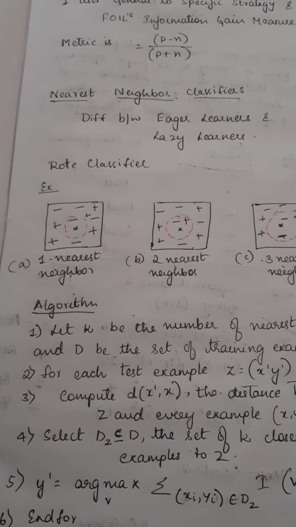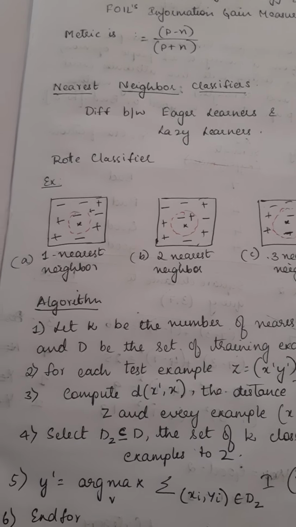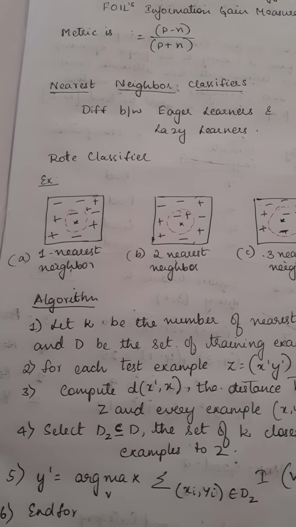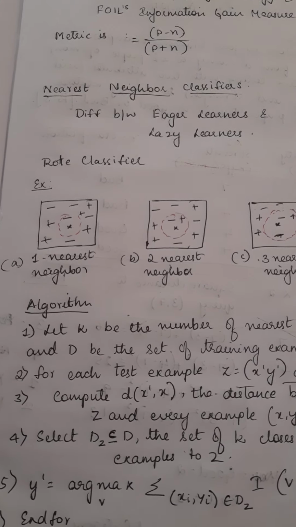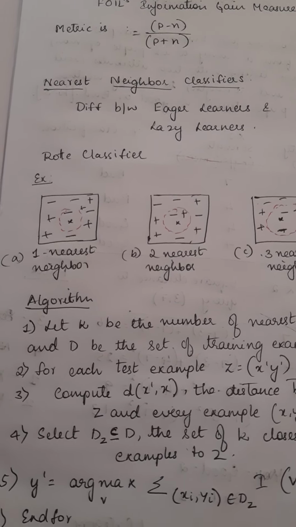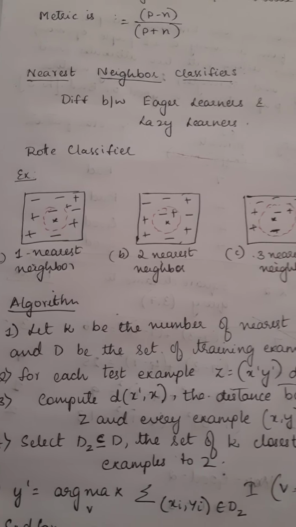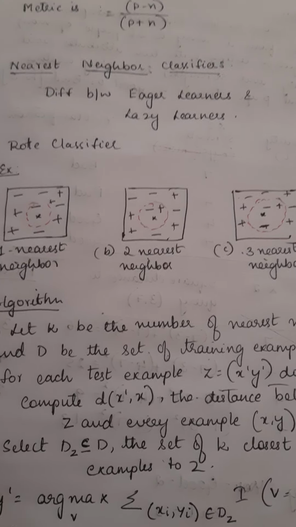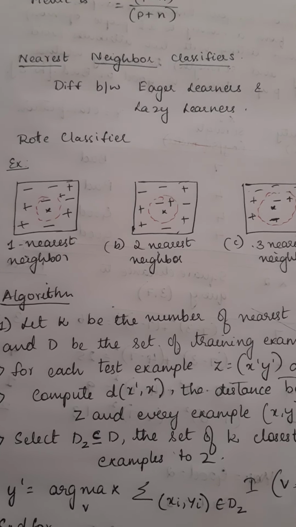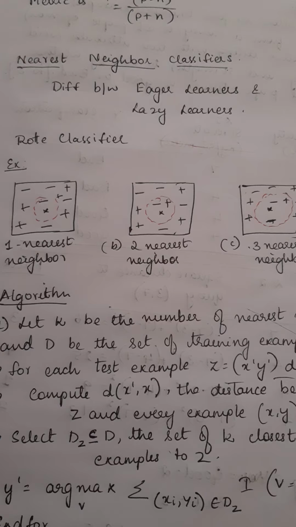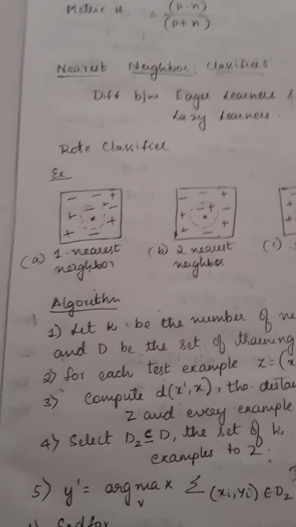What it does is it memorizes the entire training data and performs a classification only if the attributes of a particular test instance match the training examples exactly. Not even a near match, exactly. If I say one attribute is equal to A and the second attribute is equal to B, then when the test data comes, if the same match is there, only then it will classify. Otherwise, it will not classify.